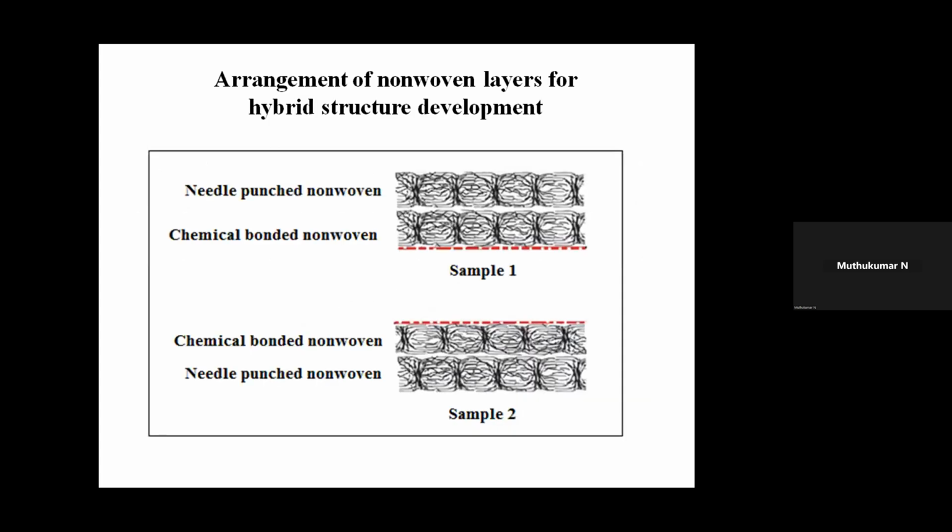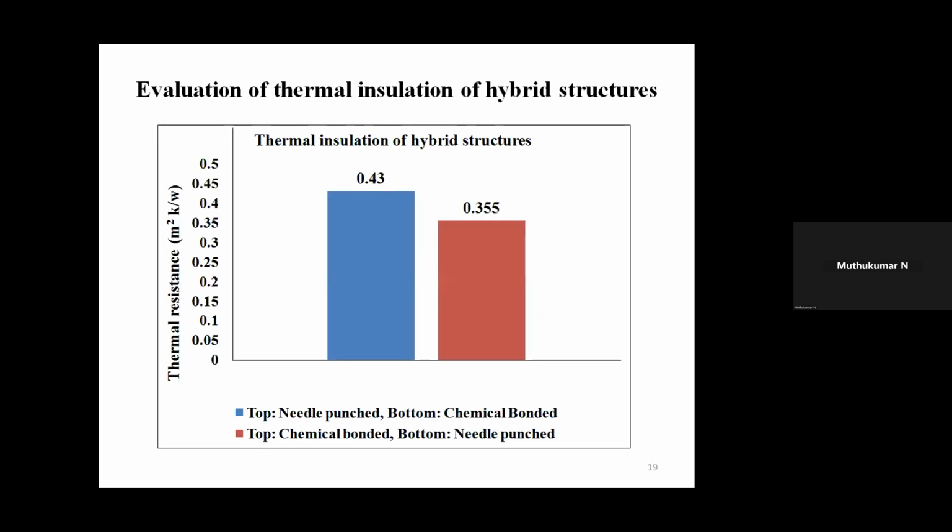Then we developed a hybrid structure. We developed two samples using chemical bonded and needle punch nonwovens. For this, we took 90-10 banana recycled PET nonwovens. In the first sample, we kept the chemical bond nonwoven at the bottom and the needle punch nonwoven at the top. In sample two, we reversed it, that is, the chemical bond nonwoven at the top and the needle punch nonwoven at the bottom.